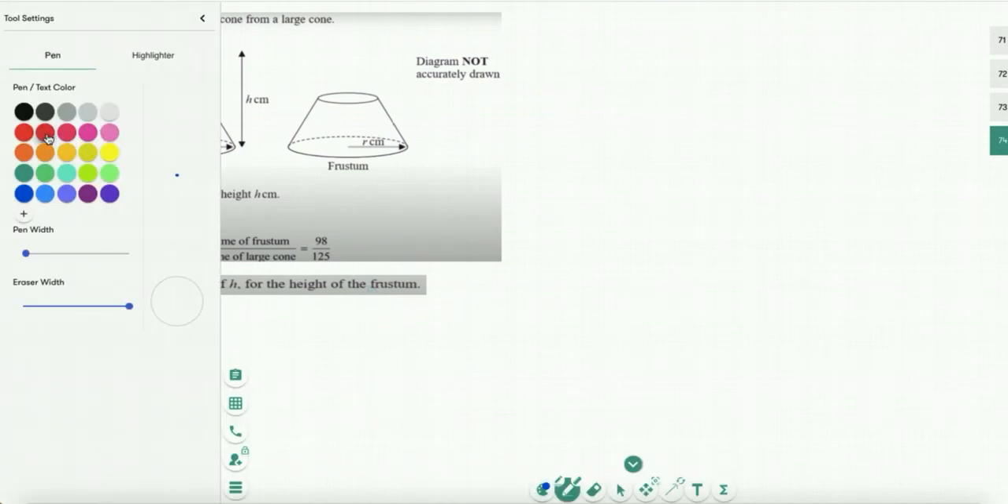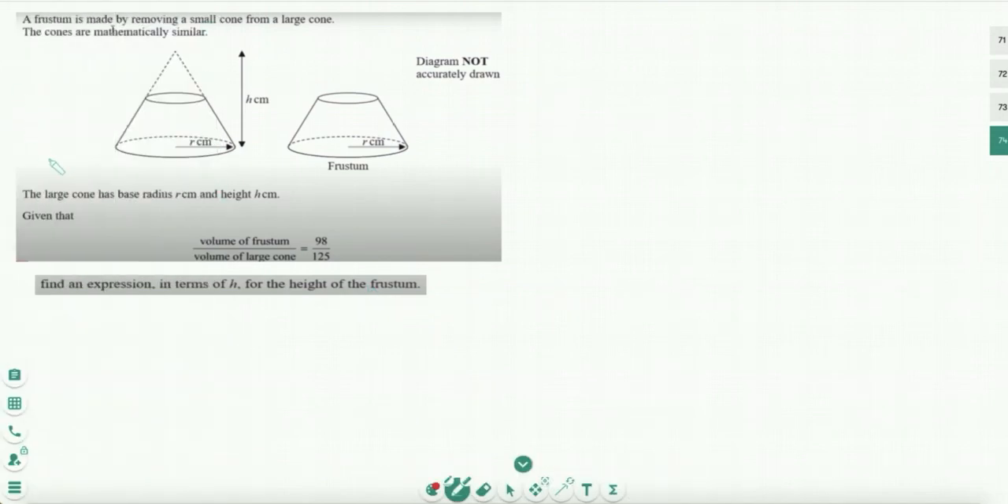Okay, so where can we start? Well, I'm first looking at this. Actually, we want to find an expression for this height here. That's our goal. So it's not going to be an actual number. It's going to be an expression in terms of h. It could be half h. It could be 1/3 h. That's what it means by expression. Okay.